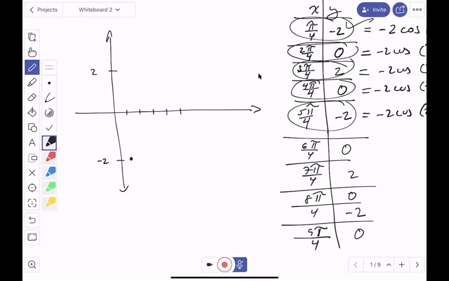That's done. All right, now let's go to 2 pi over 4, comma 0. Now, if I'm counting by the same things, it'll be really easy to space these things out. 3 pi over 4, comma 2. 4 pi over 4, comma 0. 5 pi over 4, minus 2.